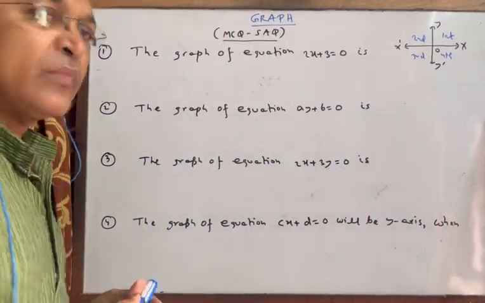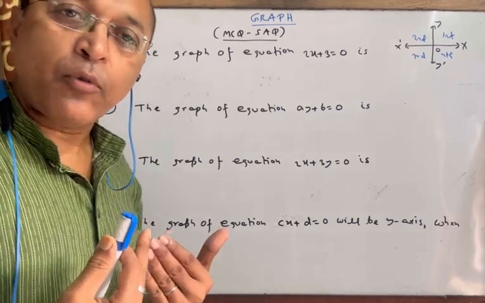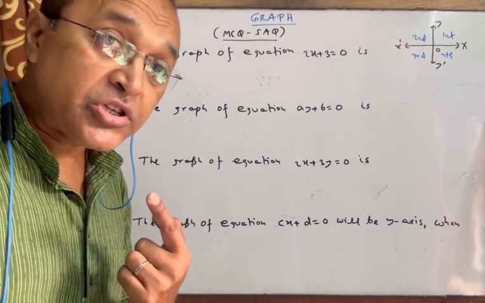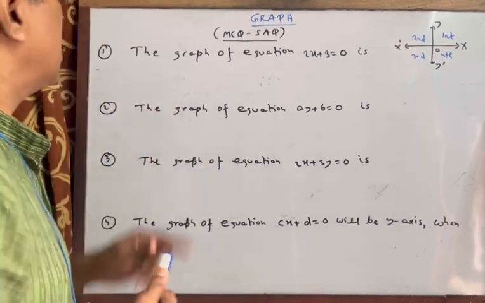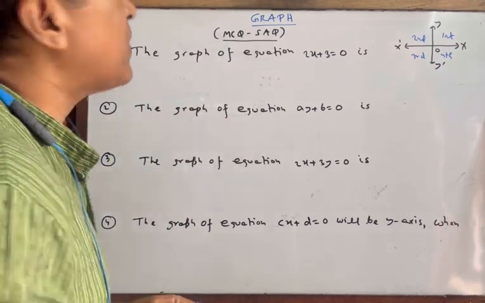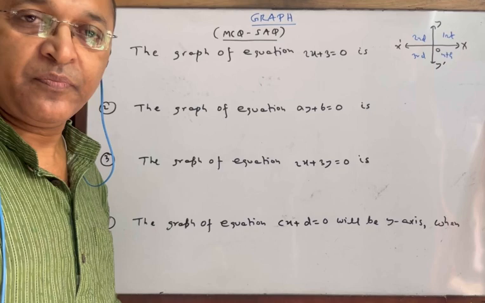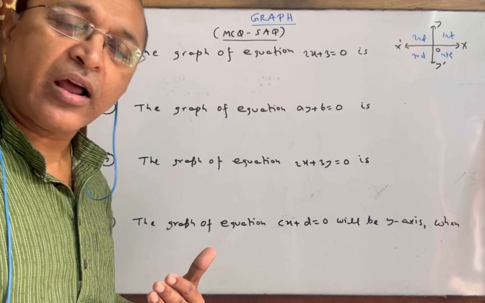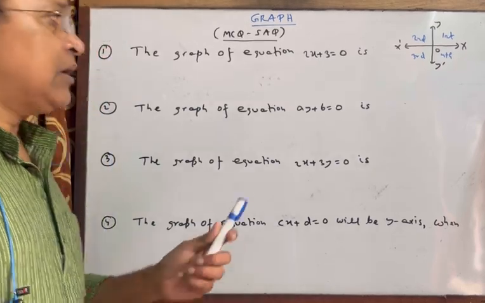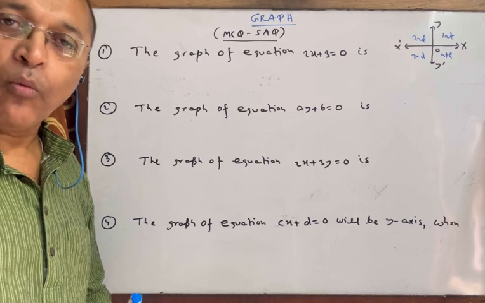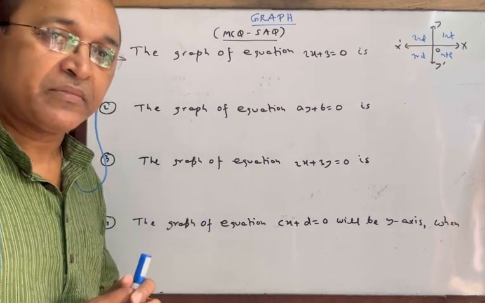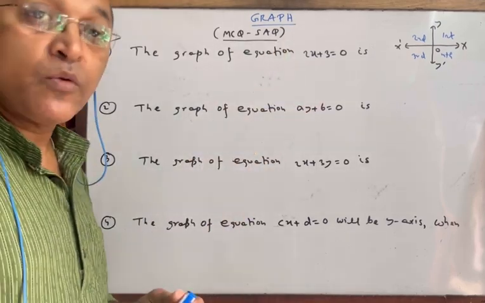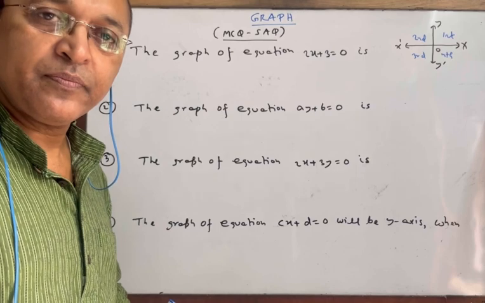Now let's go through the problems. First, MCQ type problems, meaning each question carries 1 mark. The graph of the equation 2x plus 3 is equal to 0 is... So the question is, what type of graph is it? 2x plus 3 is equal to 0. Only x is here, isn't it? Only x is here. It means from here you can find the value of x, right?